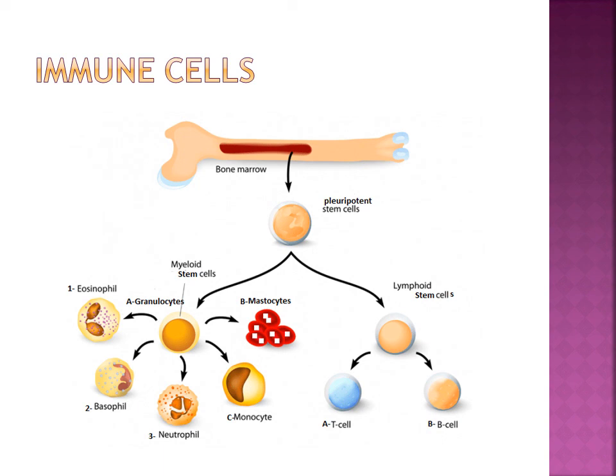Pluripotent stem cells also give lymphoid stem cells. Lymphoid stem cells can be classified into two major groups, T lymphocytes and B lymphocytes. In the coming slides, we will talk about each cell and their characteristics.